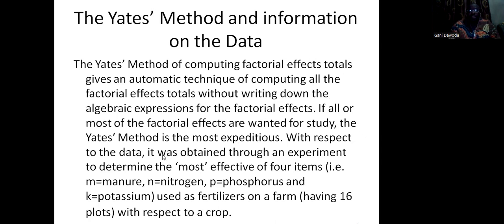Okay, with respect to the data, it was obtained through an experiment to determine the most effective of four items, that is manure, nitrogen, phosphorus and potassium, used as fertilizers on a farm having 16 plots with respect to a crop. Now, if the plots are more than 16, then they must be in multiples of 16, say 32, 48, 64, like that.